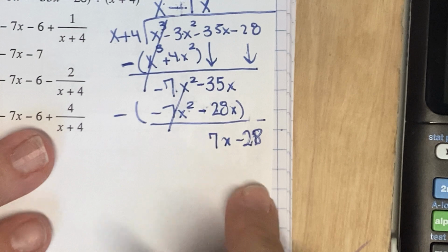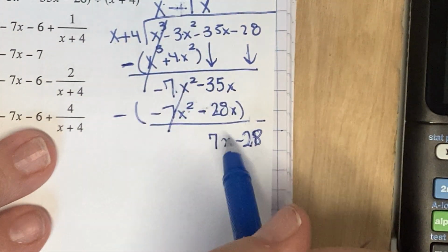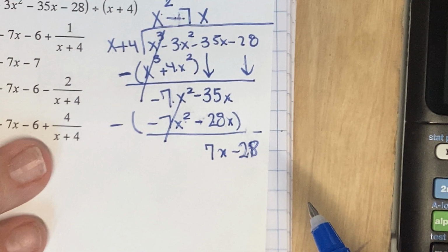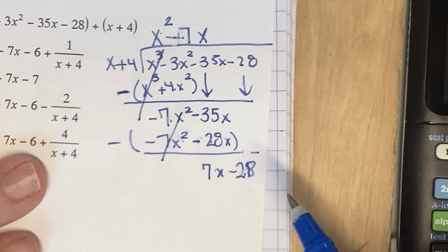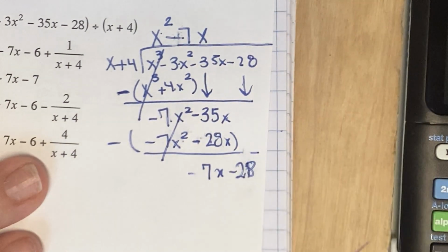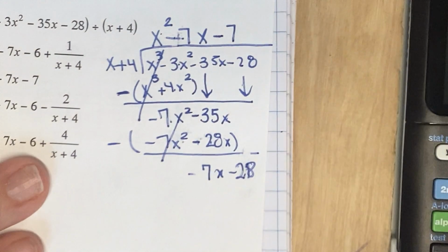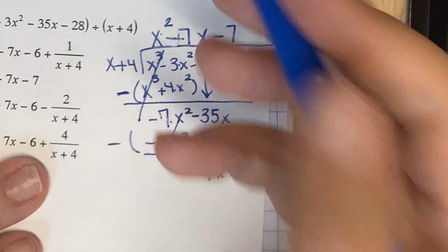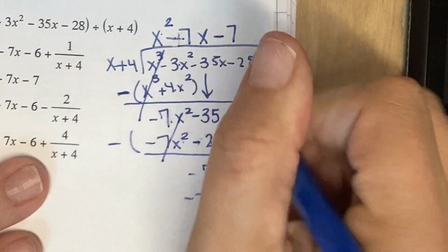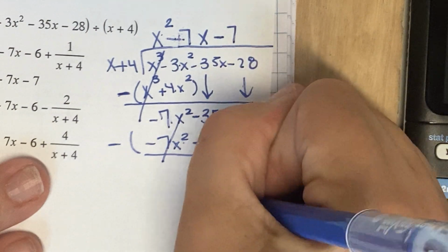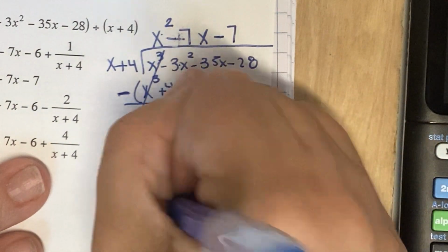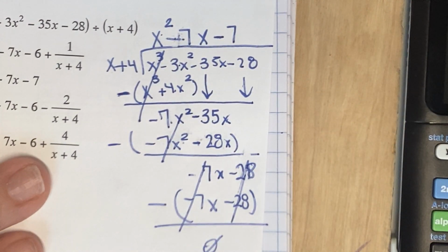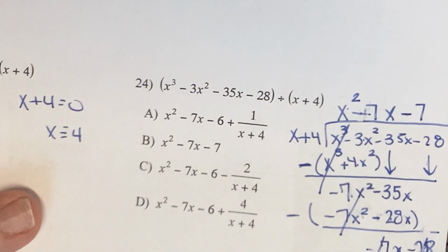Now I want to make this x look like this 7x. What do I have to multiply by? Not a trick question. Oh, 1. Oh, and it's negative 1. Nope, -7. I want this x to look like this -7x. So -7x times x is -7x squared. -7 times 4 is -28. But remember, in division, we subtract, which turns both of these positive, and they both cancel, and we're given no remainder. And that is answer number B, letter B.